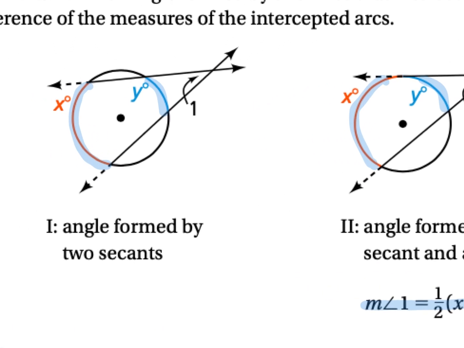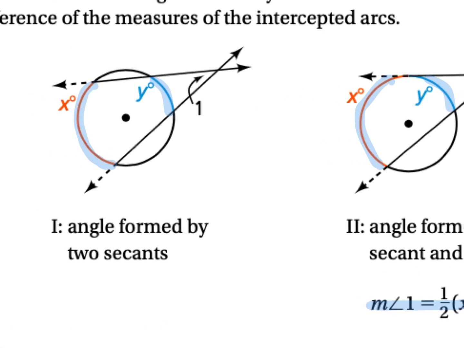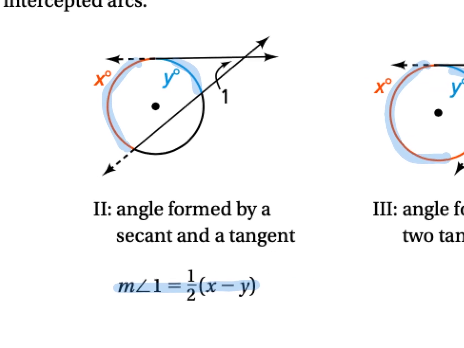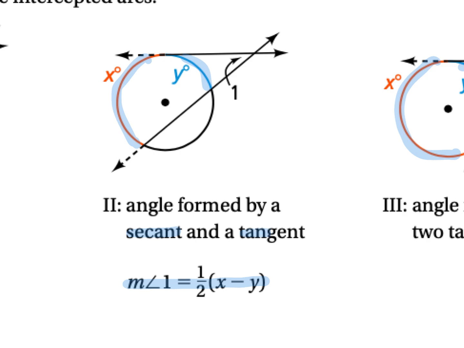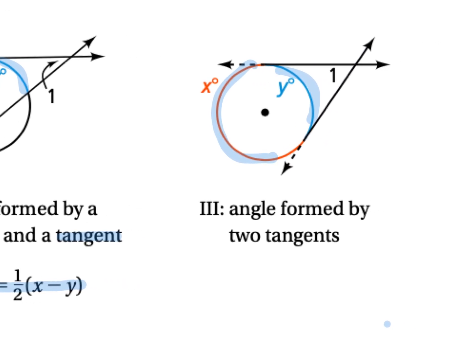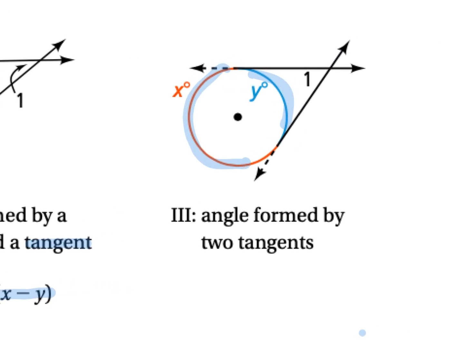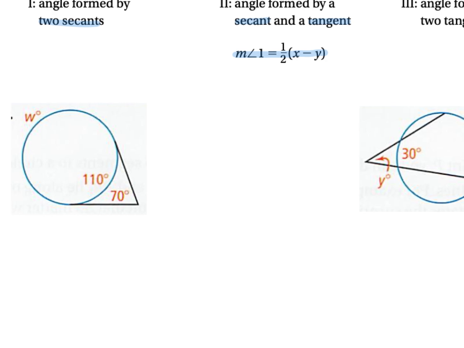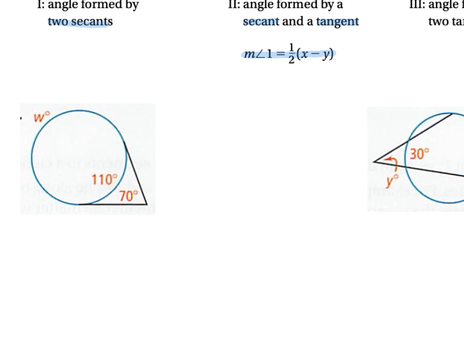Now let's look at the first case in here. The first case is an angle formed by two secants. The second case is an angle formed by a secant and a tangent. And the last is an angle formed by two tangents. These are actually our earlier lessons in this unit. Okay, so let's look at some real examples for us to understand what we are discussing.